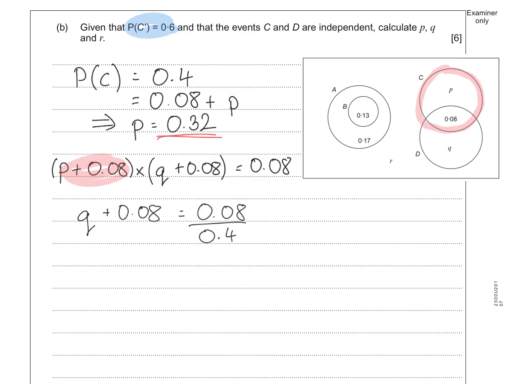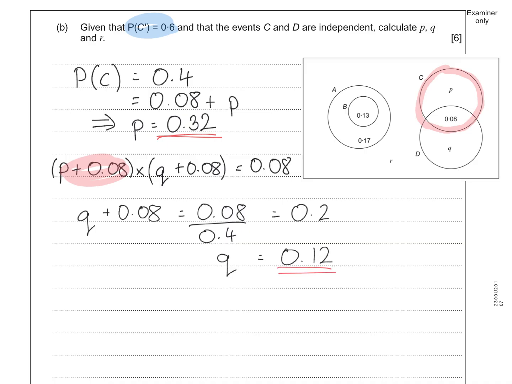Okay, or you can leave the 0.04 on the other side and expand the brackets. So this right hand side then is 0.2, which means Q is equal to 0.2 minus 0.08, which is 0.12. That's the second part of our question.